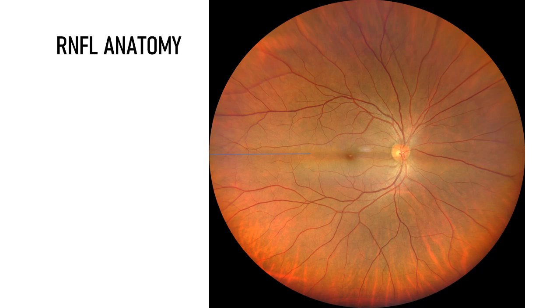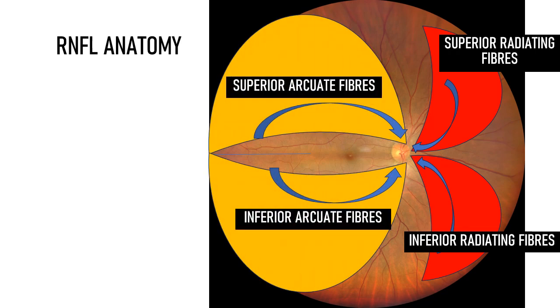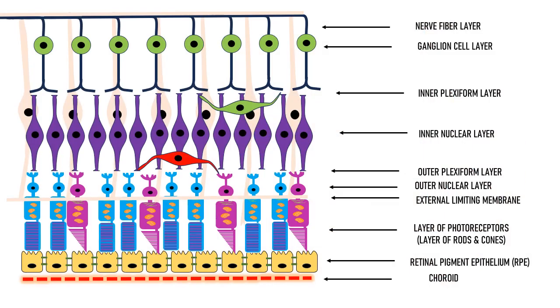Ganglion cell axons travel from all parts of the retina towards the optic disc to form the optic nerve. Axons from nasally located ganglion cells project directly to the nasal side of the optic disc to form radiating fibers. Axons from ganglion cells temporal to the fovea form arcuate fibers that course above and below the macula and reach the optic disc at its upper and lower edges.